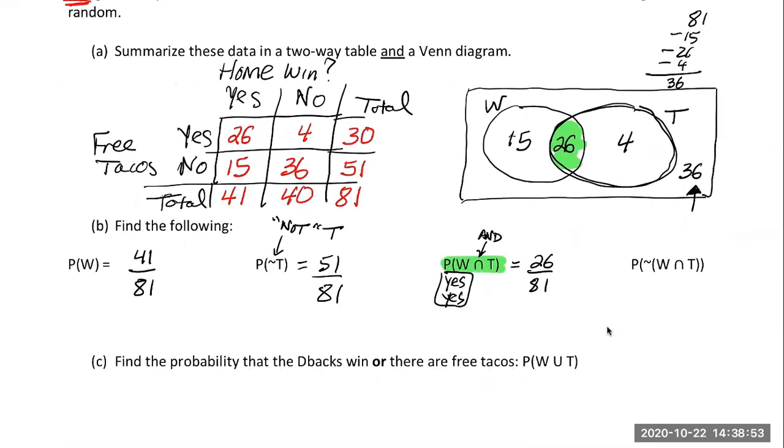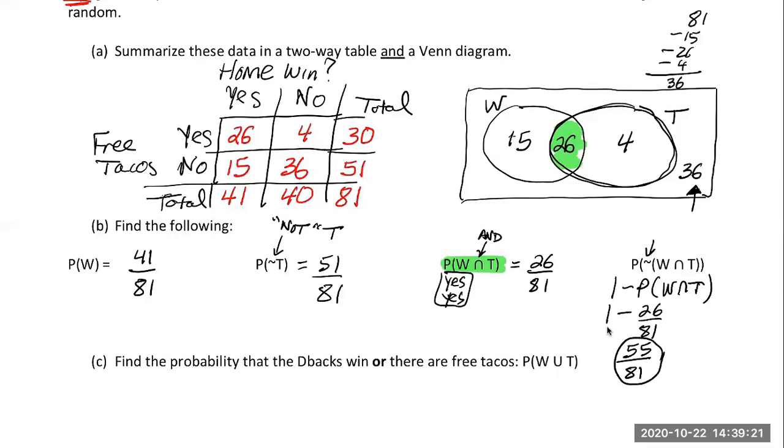And then lastly, this last one is not the intersection. So everything other than the intersection. One way you could do that is 1 minus the probability of the intersection. That would be the complement. So 1 minus 26 over 81, which is 55 over 81.